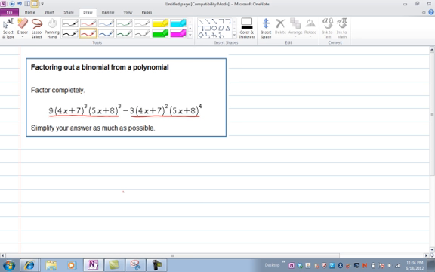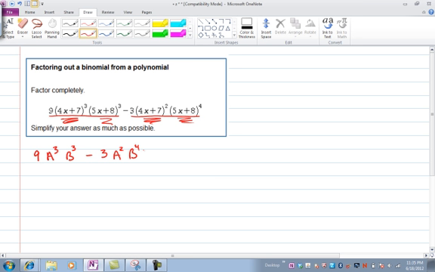So when we look at this, I need you to be able to see that this problem, if I imagine this first binomial that appears in each term, we'll call that a, and this 5x plus 8, we'll call that b. So if you think about this problem in a simple way, it's like you have 9a to the third b to the third minus 3a to the second b to the fourth.